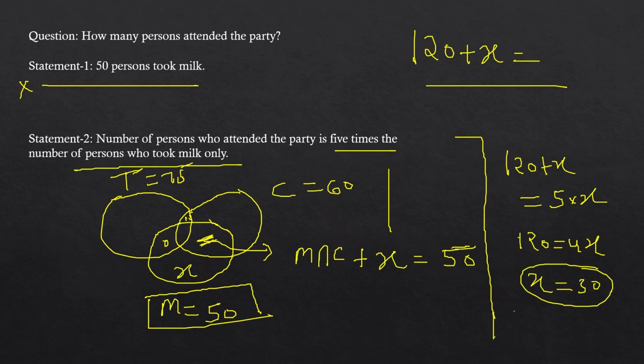Now we will add 120 plus X. So the total will be, where X is 30, total persons 150. So this is correct. With the help of statement 2, we can find the correct answer.